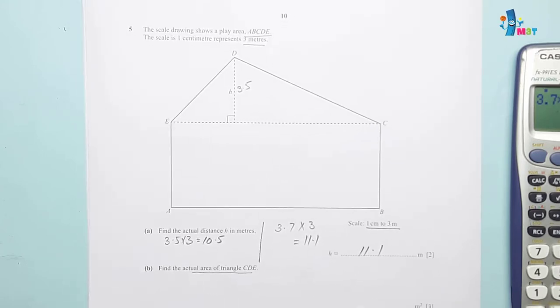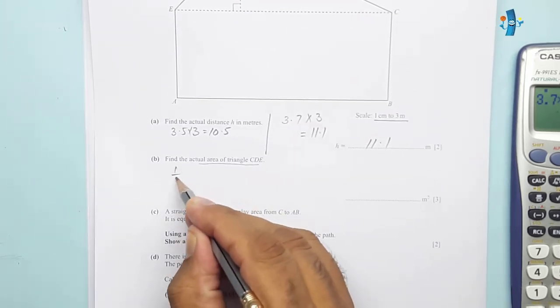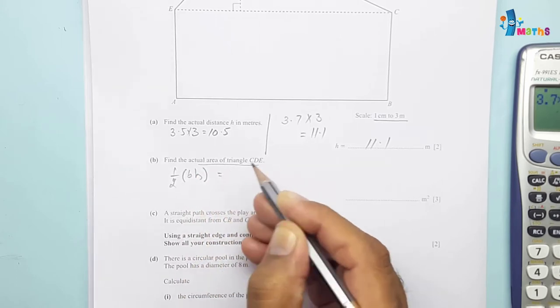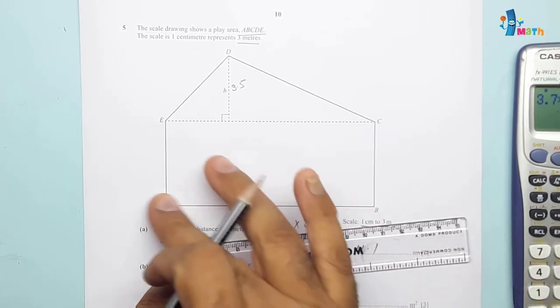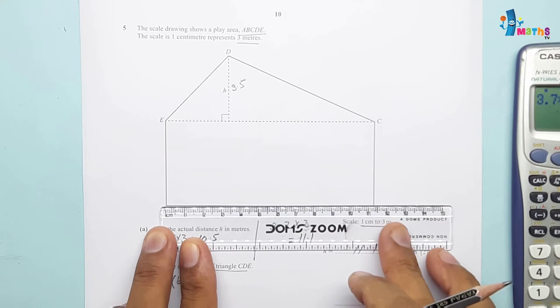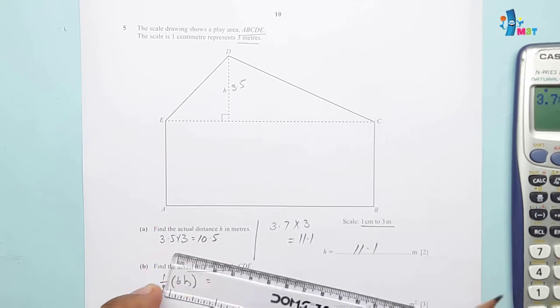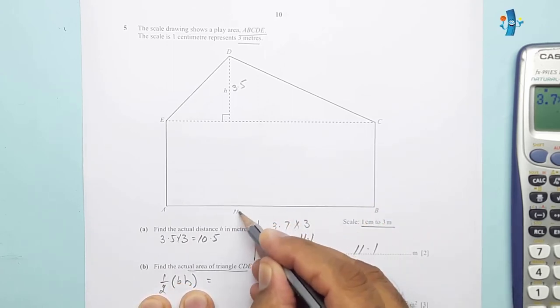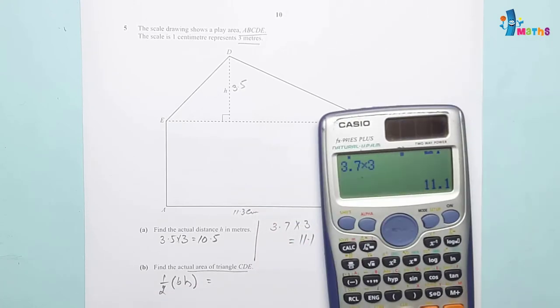Area of triangle we know is equal to what? Area is equal to half into base into height. So base, we can measure the base as well. In this case, we are having base as 11.3. So we are having this base as 11.3 centimeters.